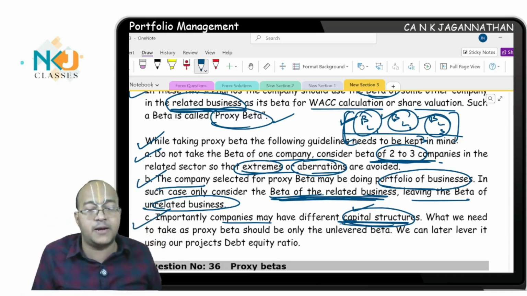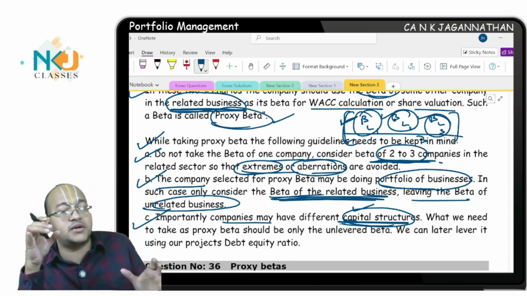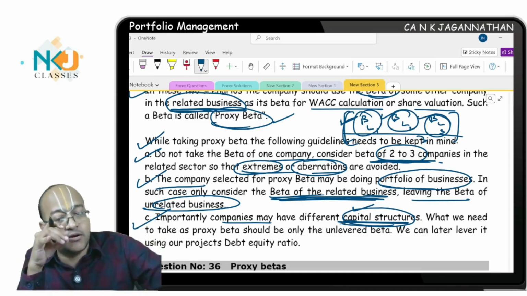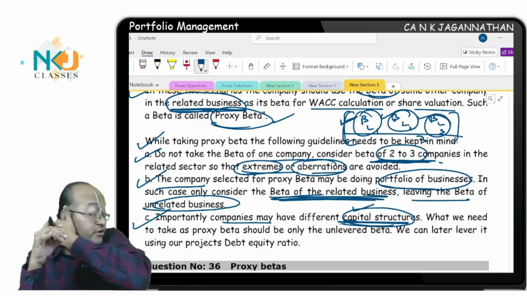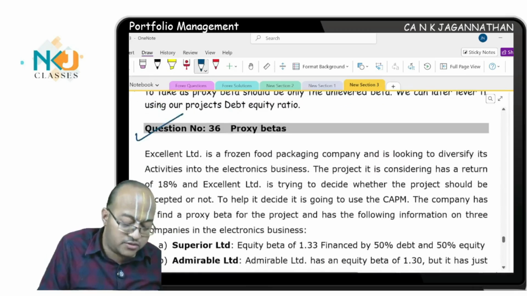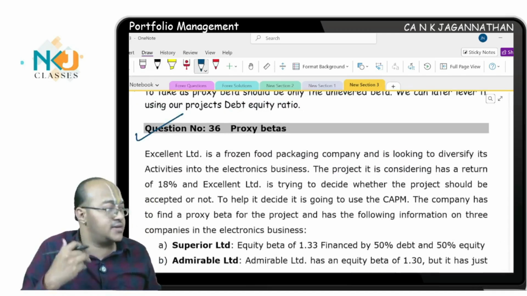Are you all understanding? Proxy beta you will consider, but that proxy beta also has to be adjusted with regard to the capital structure, and then it should first be unlevered, then levered with your debt equity ratio. This you have to do. Very, very important. Take question number 36. With this we will be through with proxy beta also, and the entire CAPM will be over.